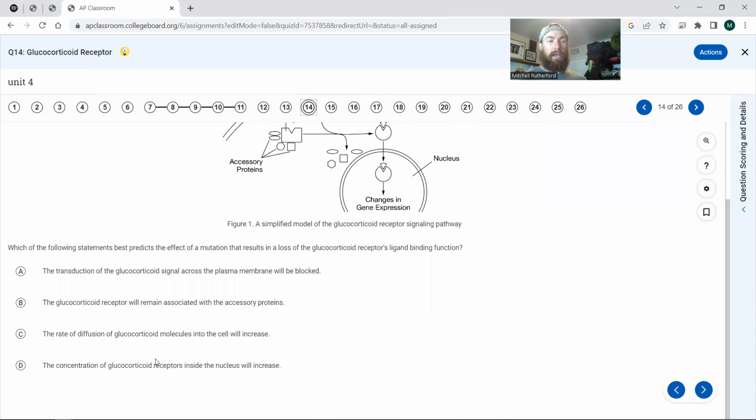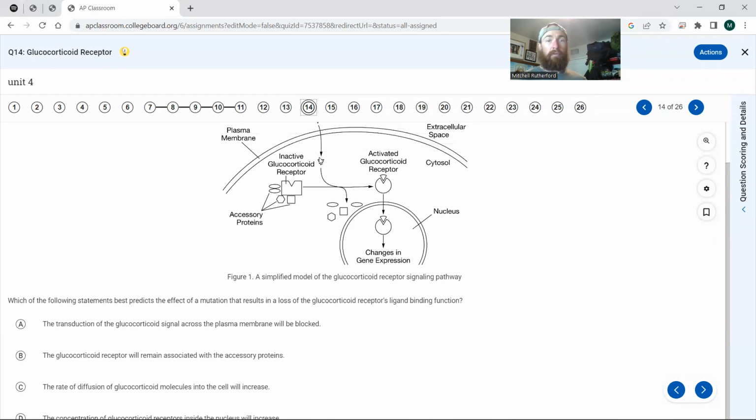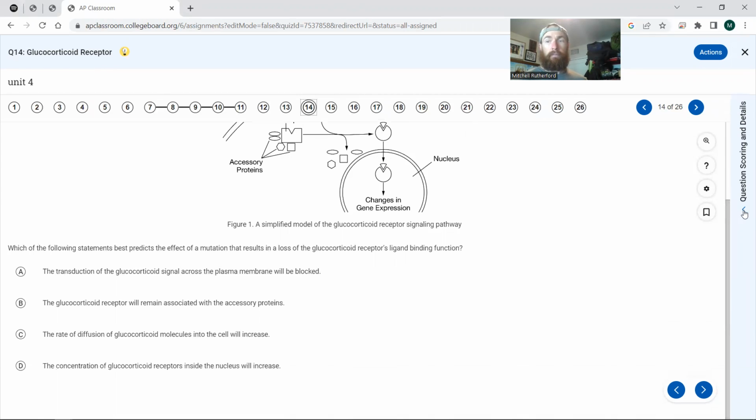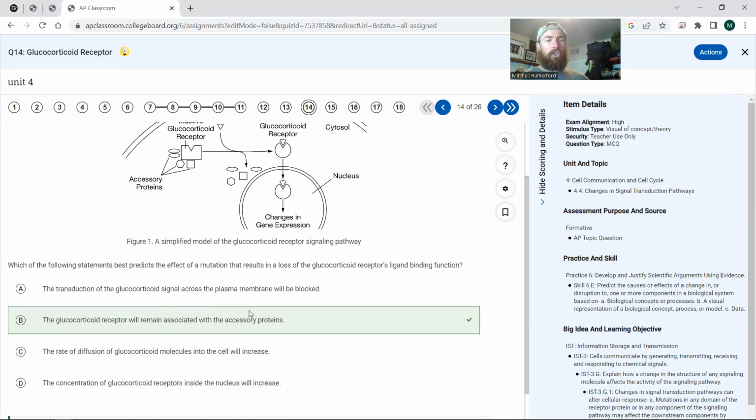So as soon as D says the concentration of the receptors inside the nucleus, well, yeah, nothing's going inside the nucleus. We don't have the key. We don't have the football in the receiver's hands, and therefore we can't go to the end zone. I know it's D. Oh, they got me. Cool. Got it wrong. So the receptor will remain associated. That's true too. That's true too.